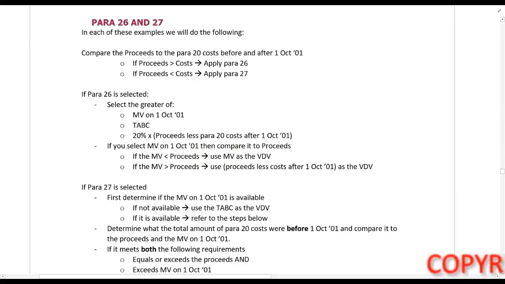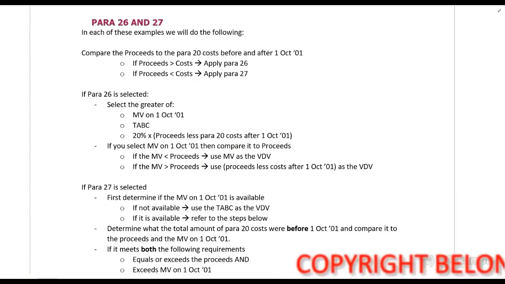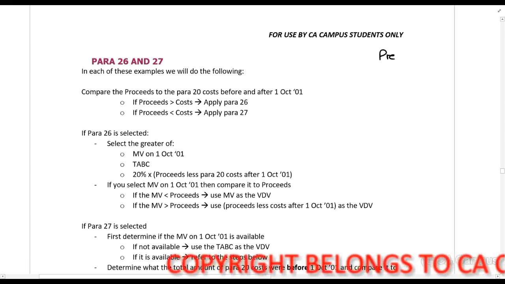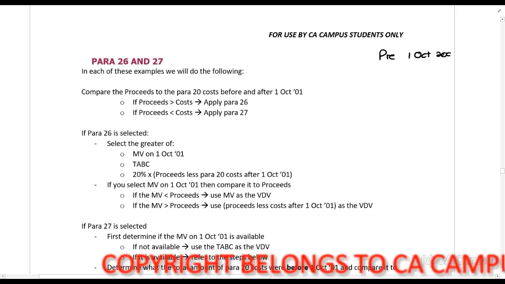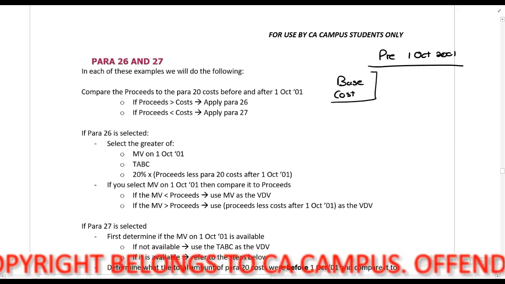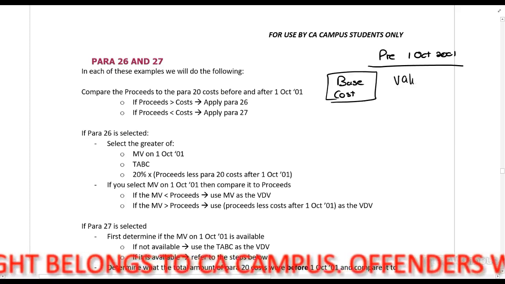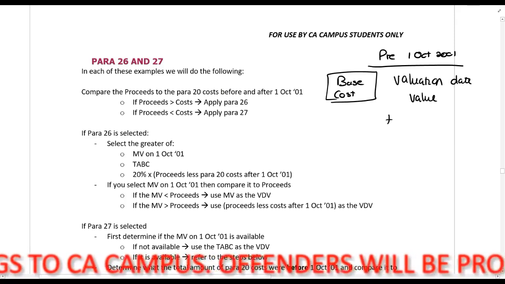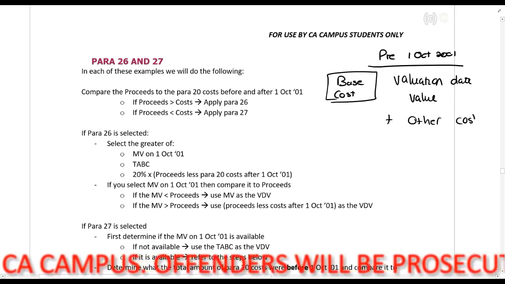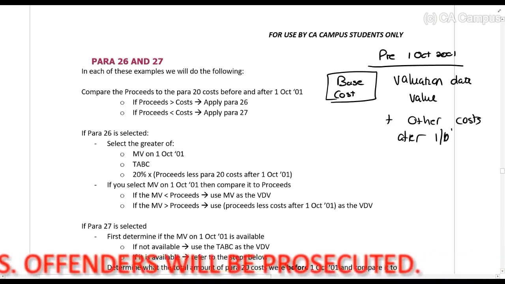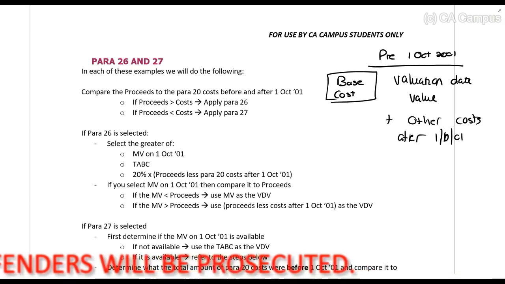In this lecture example, we are going to be looking at paragraph 26 and paragraph 27. Just as a word of caution, the big point behind what we're trying to do here is look at assets that were acquired before 1 October 2001, and you need to remember that their base cost is calculated as follows. You need to know this all by heart. Valuation date value, plus other costs after 1 October 2001. Now our big question is how to calculate that.